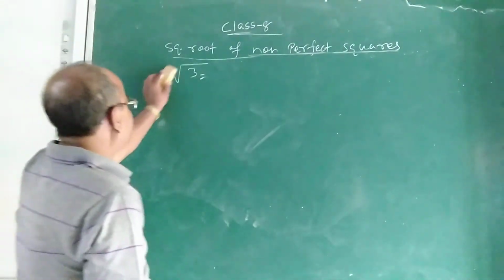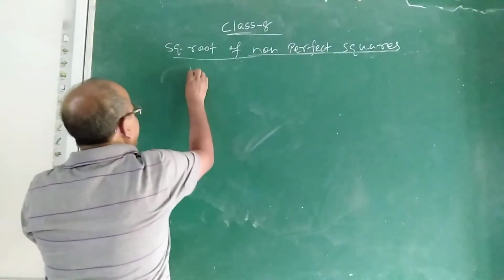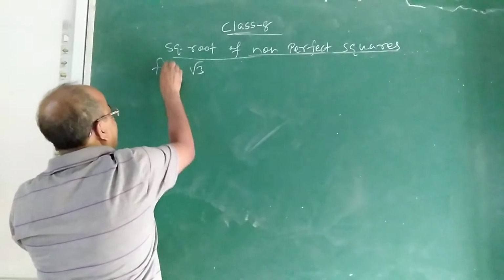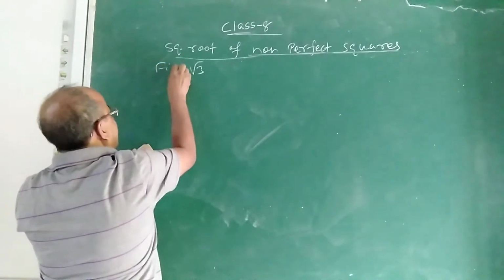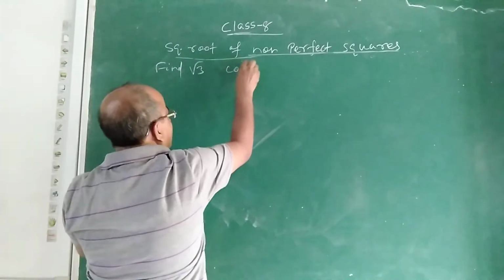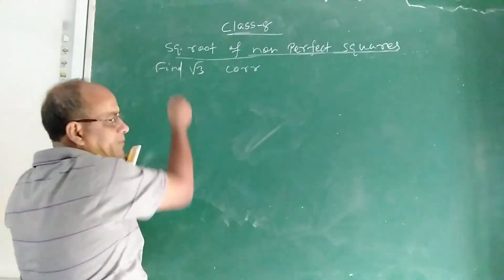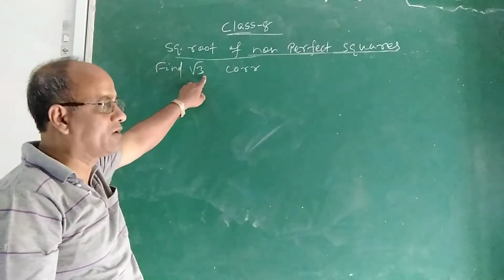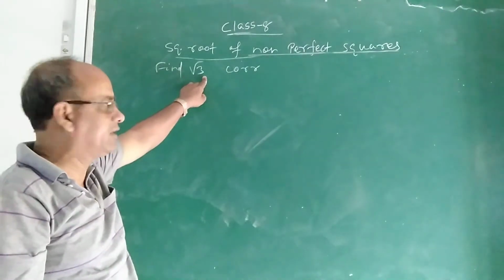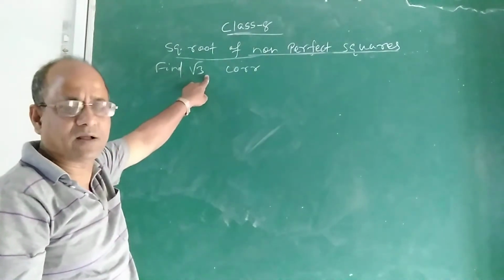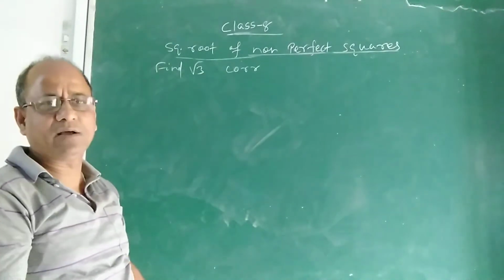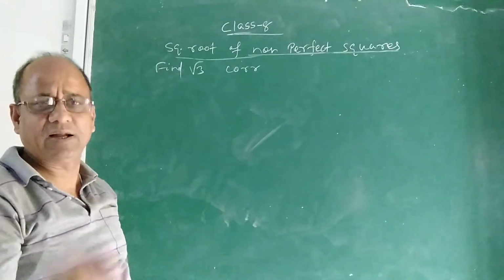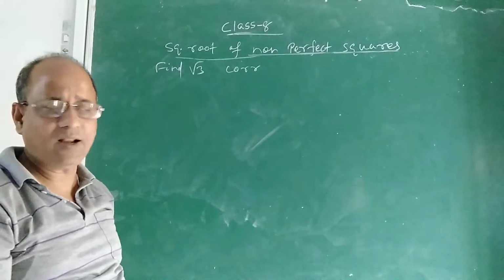Suppose the question is to find the square root of 3. If 3 is not a perfect square, then its square root will not be a natural number. Then what will the square root be? The square root will definitely be a decimal number.